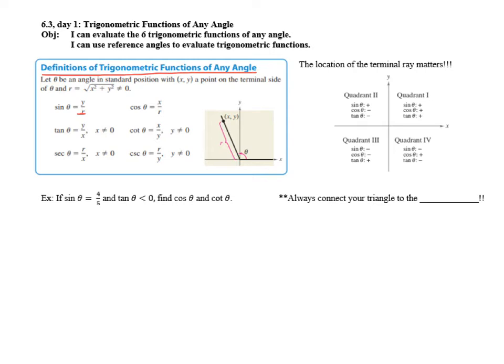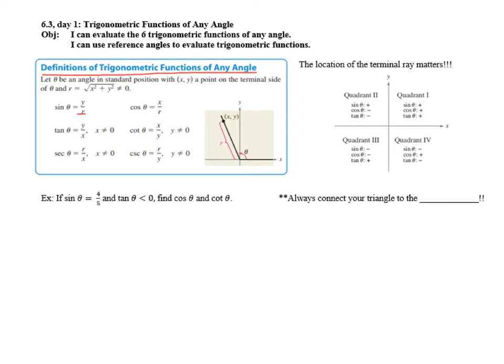Now, instead of opposite over adjacent, we define sine of theta as y over r. Cosine is x over r. Tangent is y over x, as long as x isn't 0. Cotangent, secant, and cosecant are again their reciprocals.